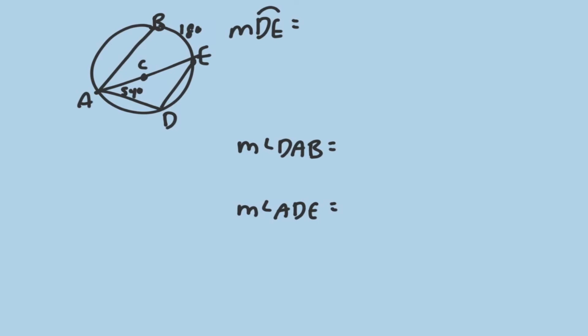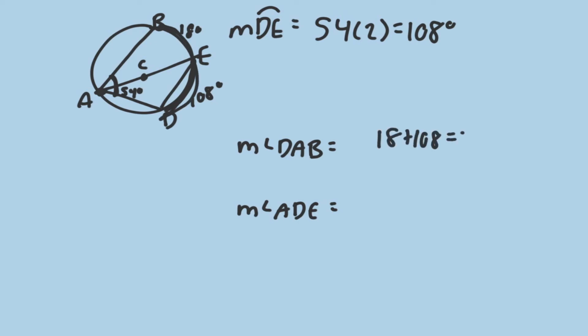Let's look at a problem. We want to find the measure of arc DE first. We have an inscribed angle here that's 54 degrees. So DE is going to be double 54 degrees. The next one, angle DAB. So we want to find this angle measure. Well, we're given that whole arc that it opens up to, which is 18 plus 108, and that's 126 degrees. So if this whole arc is 126, then this angle must be half of that.